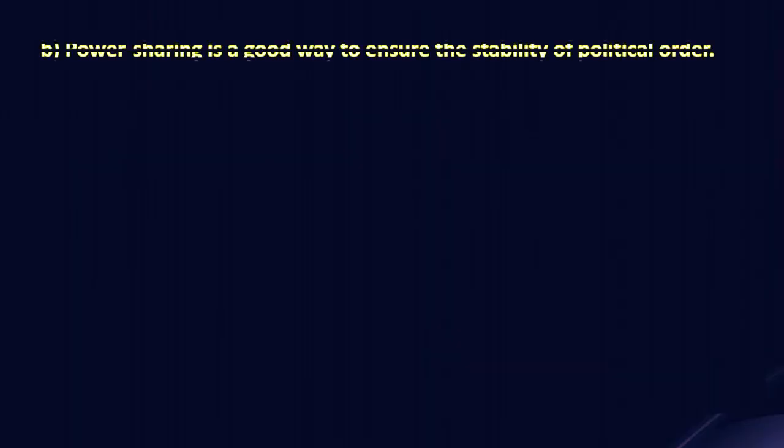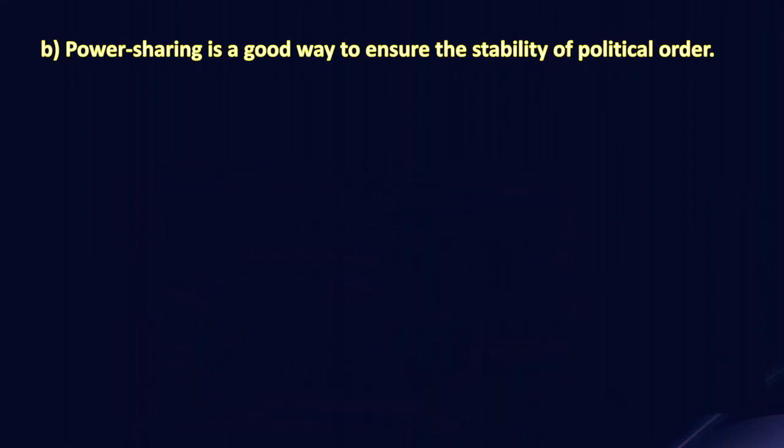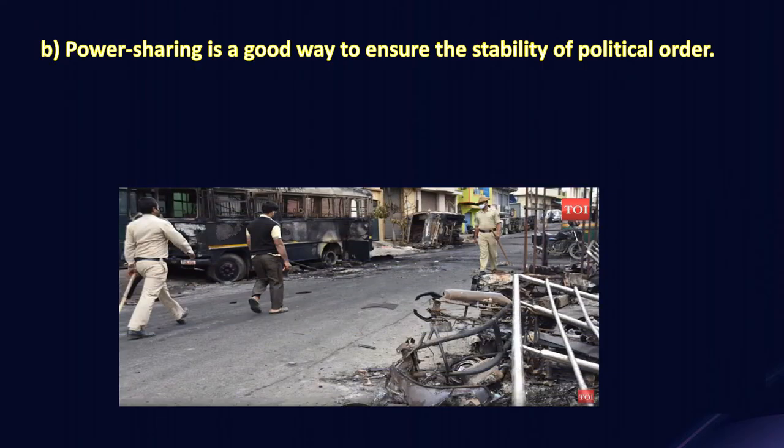The second prudential reason is power sharing is a good way to ensure the stability of political order. If government works in favor of the majority and ignores minorities' views, or if every community in a country does not get treated equally due to the lack of power sharing, then discrimination against minorities can lead to violence and increases the risk of political instability in a country.